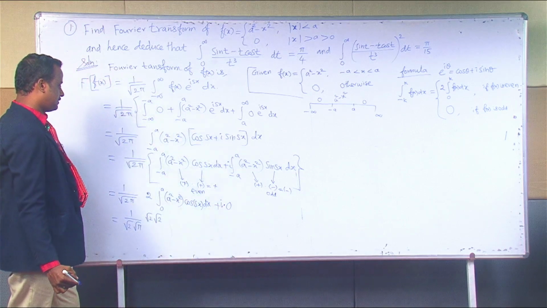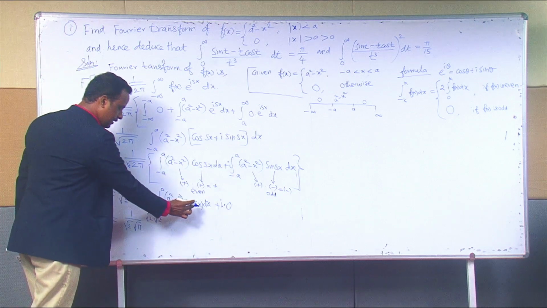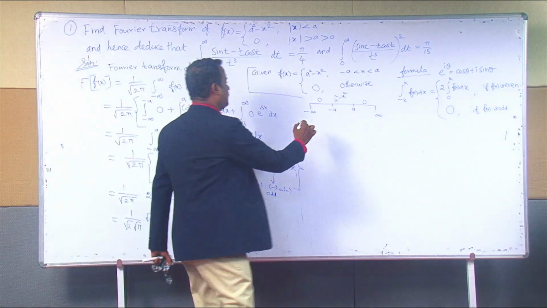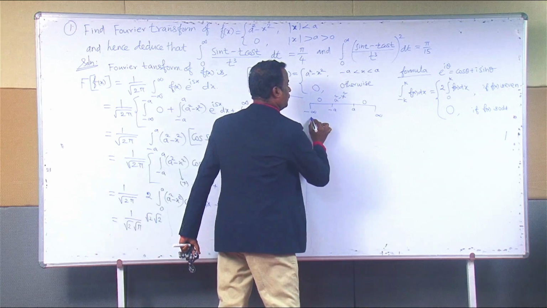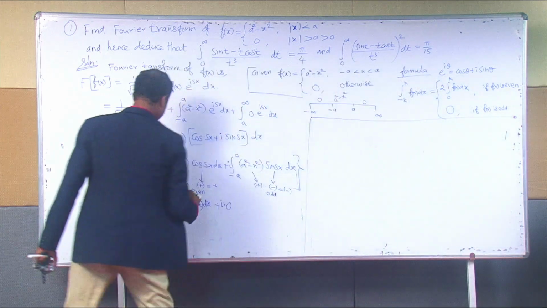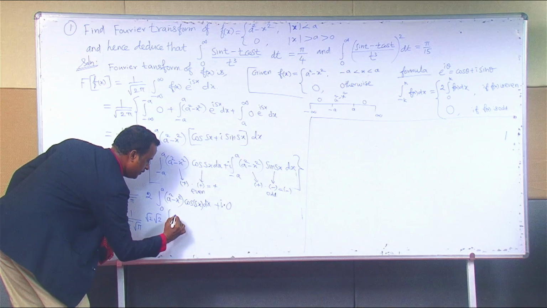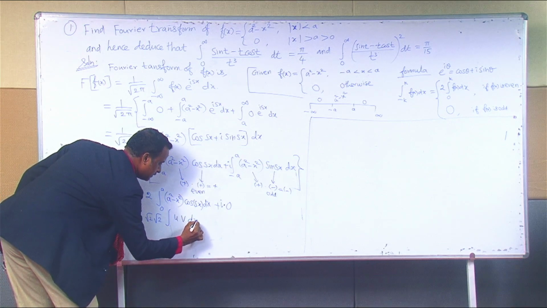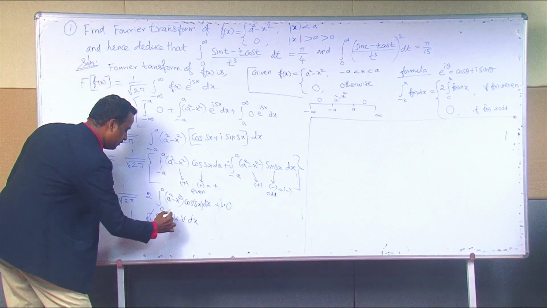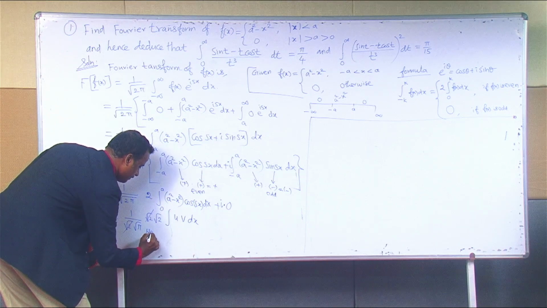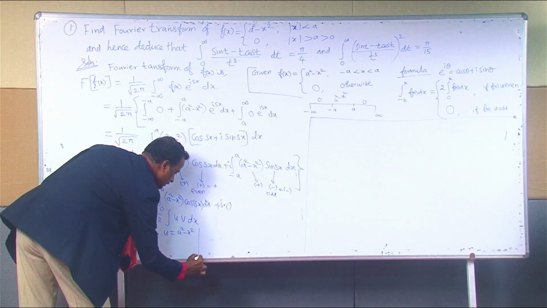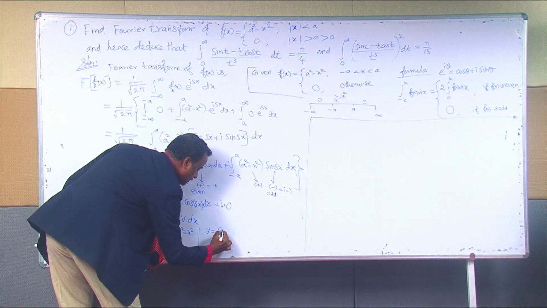Here the product is of two functions: a square minus x square is one function and cos sx is another function. We have to write the integral u dv formula, integral u v dx. What is u? u equals a square minus x square and v equals cos sx.